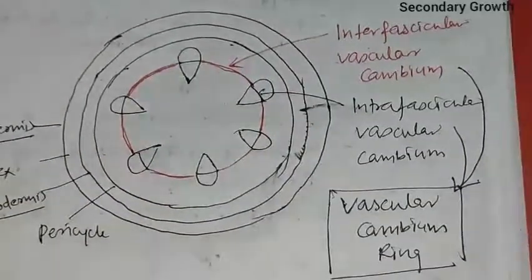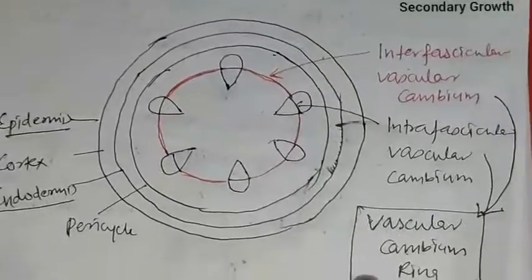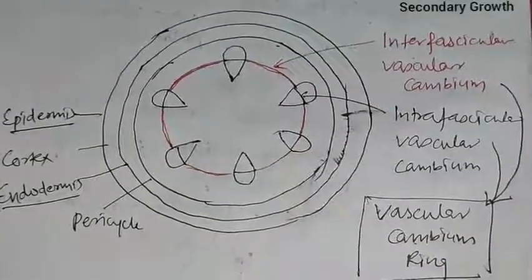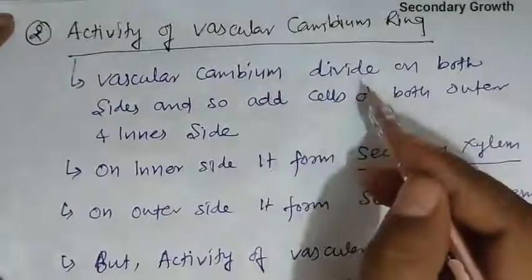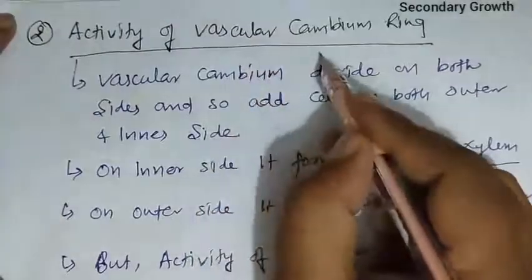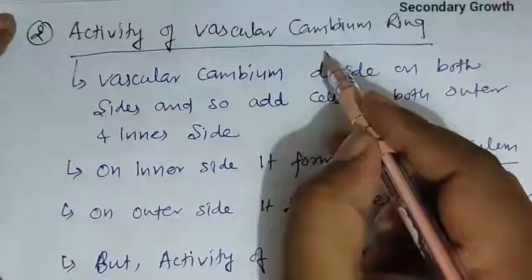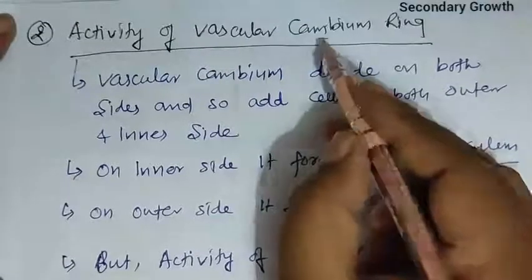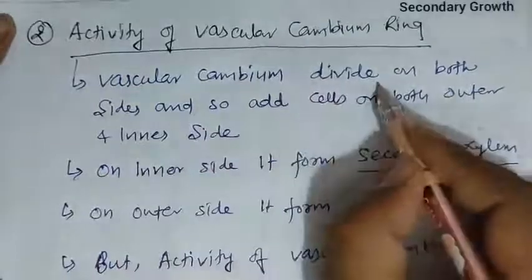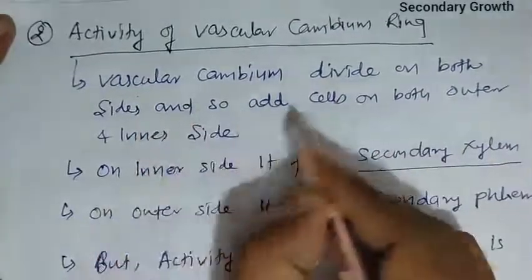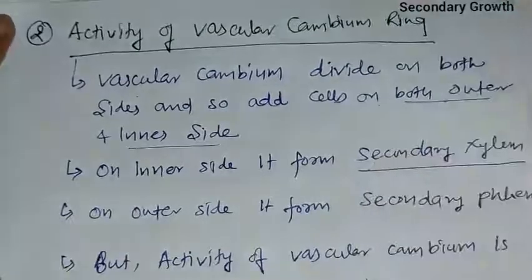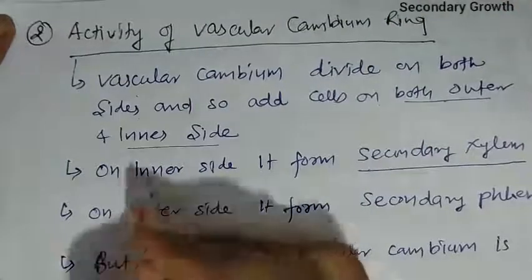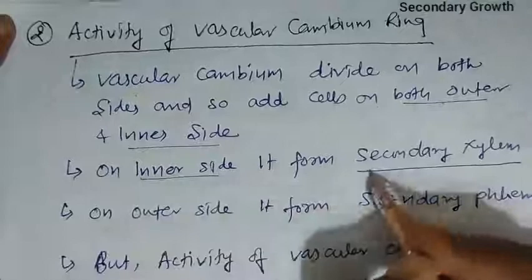After formation of this vascular cambium ring, now we talk about the activity of the vascular cambium ring. The vascular cambium is already formed by the fusion of inter- and intrafascicular vascular cambium. Now this vascular cambium divides on both sides, and so adds cells on both the outer and inner side. On the inner side it forms secondary xylem.